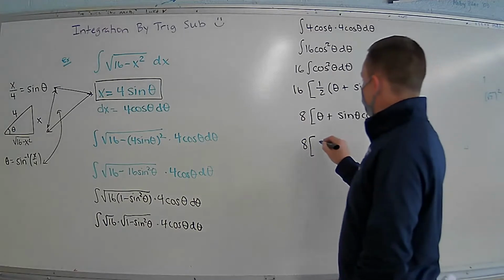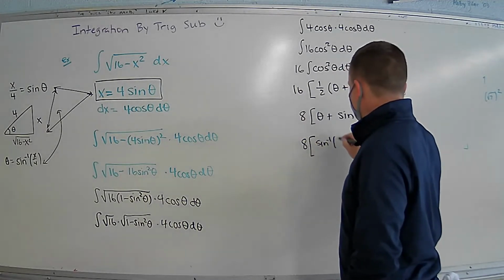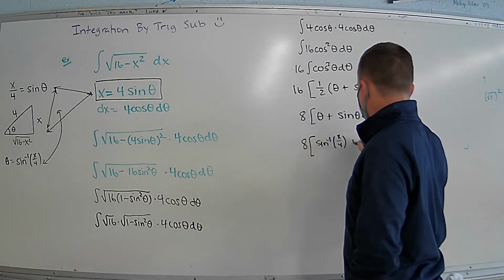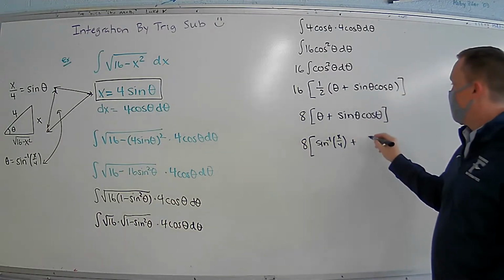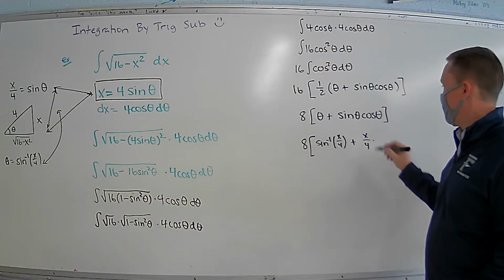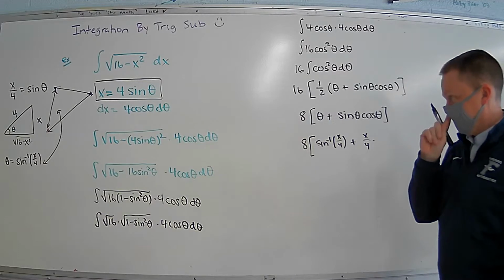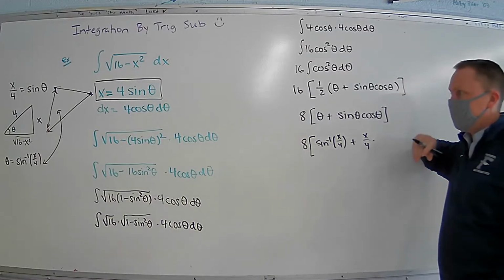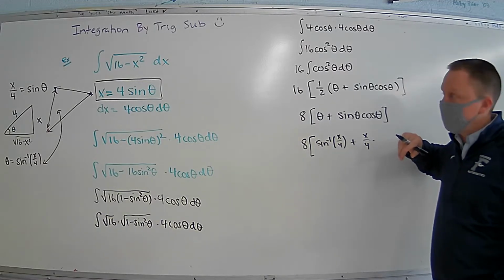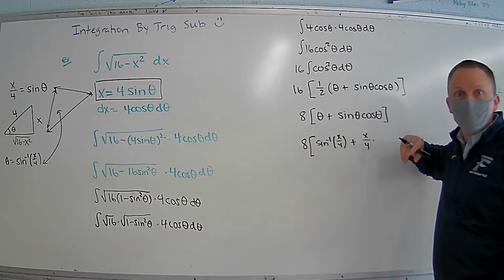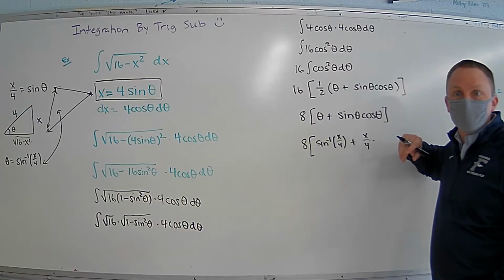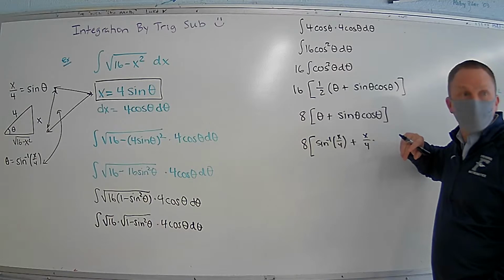So theta is the inverse sine of x over 4 plus sine theta, we already know is x over 4, cosine theta. Can you tell me what cosine of theta is from that picture? What is it, Mia?